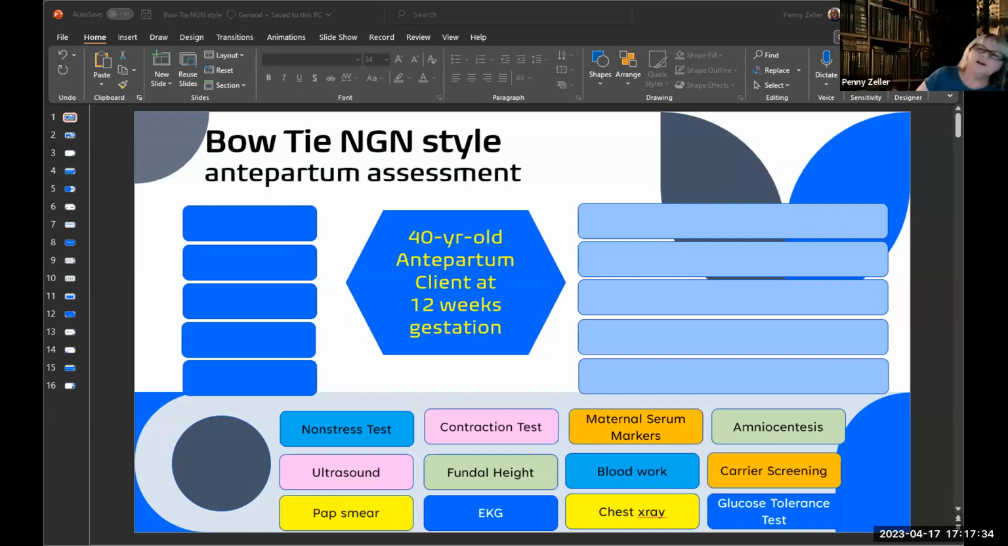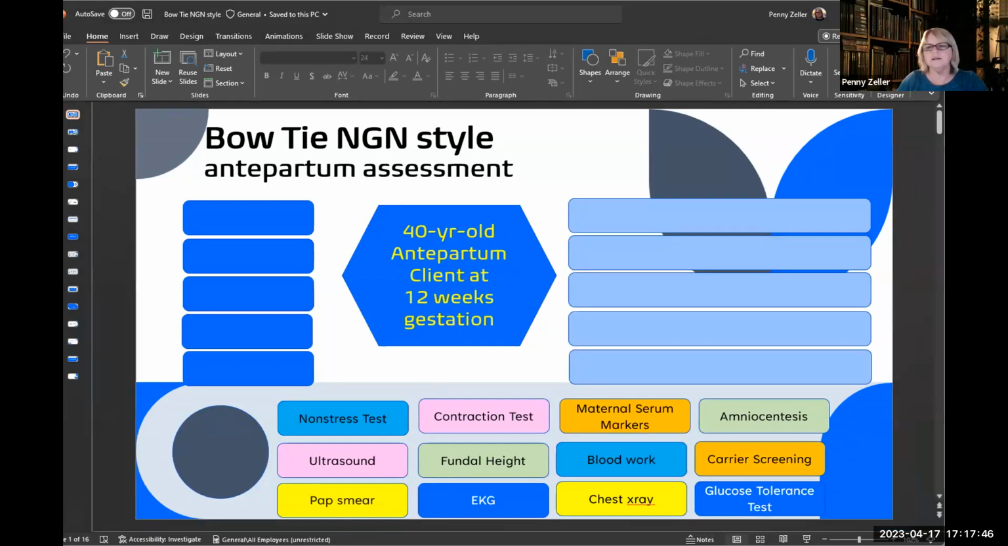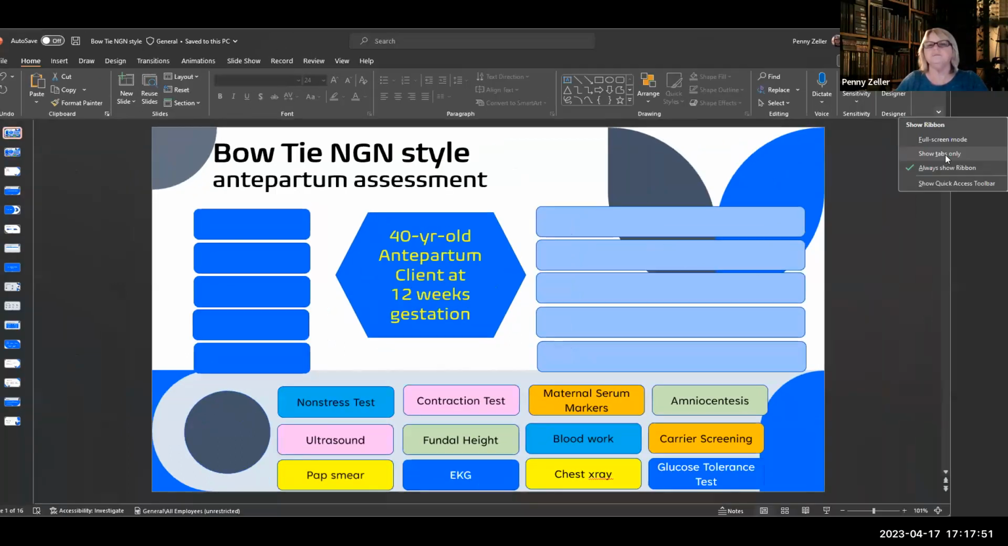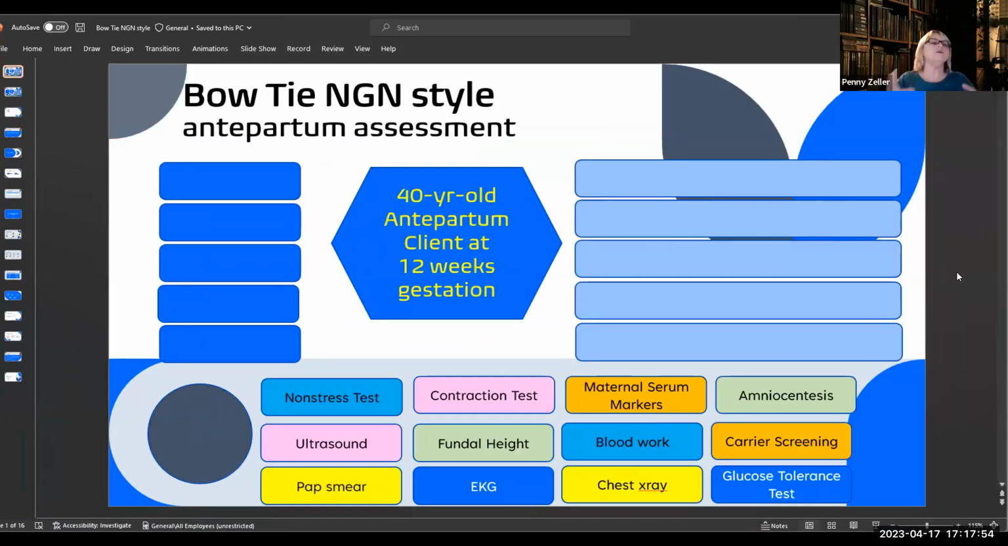This is similar. It's not exactly like a bow tie, similar. So a bow tie question, it's a next gen style that you'll see on the next gen, takes one concept and puts it right in the middle. And then right before it and right after, there's information. So it's like a bow tie, okay?